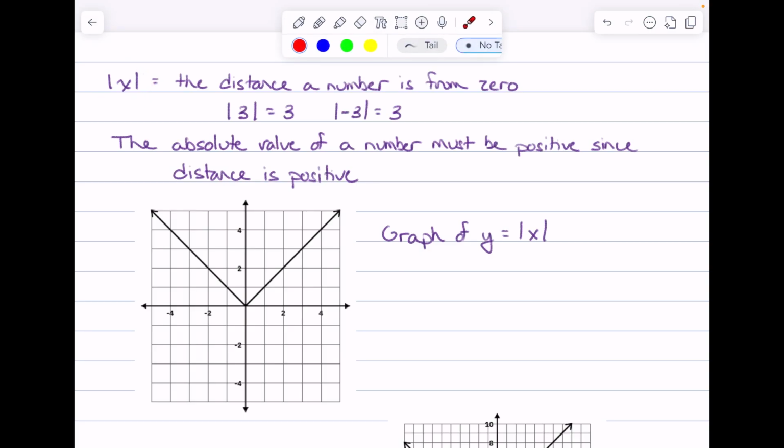The absolute value of x is the distance a number is from 0. And since distances are always positive, the absolute value of 3 would be 3, and the absolute value of negative 3 would also be 3. So for right now, think of the absolute value as a number that must be positive, since the distance is positive.